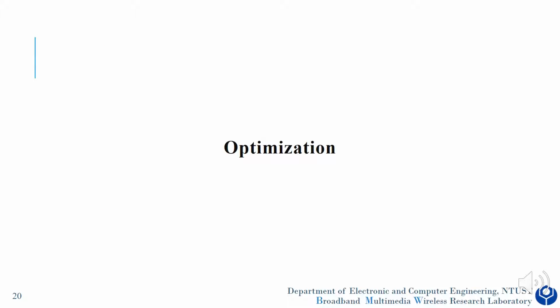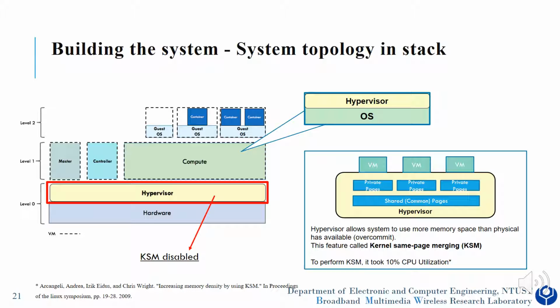Aside from the implementation, we are also doing optimization. The optimization we are doing is to use a feature in the hypervisor called kernel same page merging, abbreviated as KSM, to make it short. The KSM would enable the system to have higher density VMs.